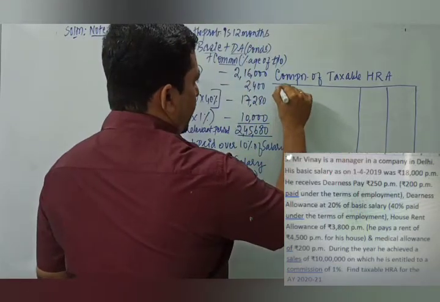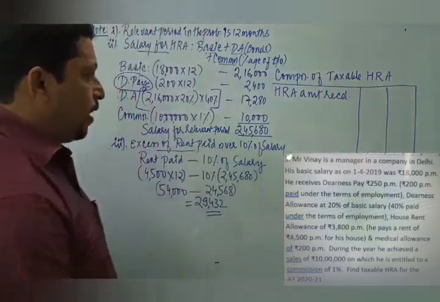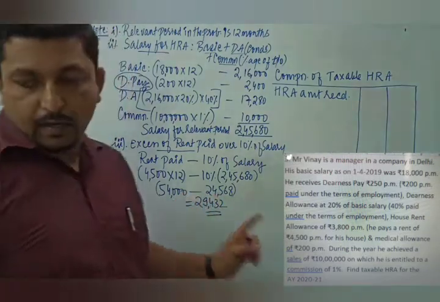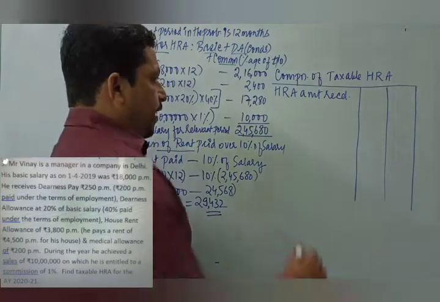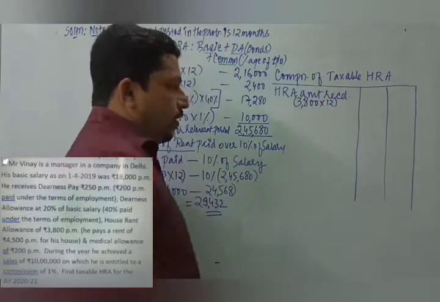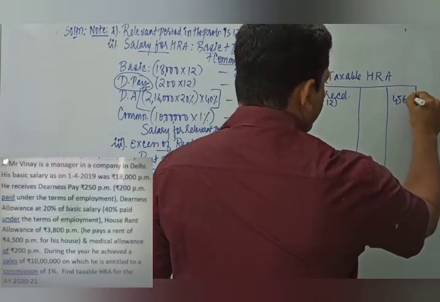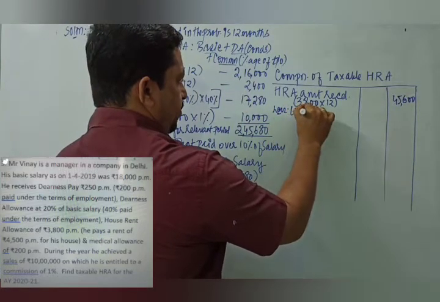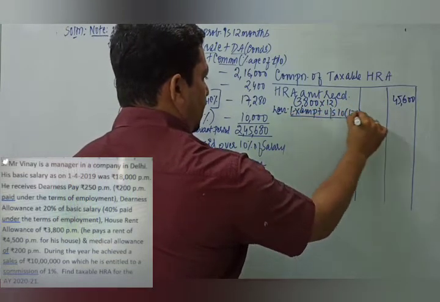Taxable HRA. I write HRA amount received. The house rent allowance amount received will be, the HRA received per month is 3,800. So 3,800 into 12, which will work out to 45,600. Then I write less: exempt under section 10 subsection 13A.